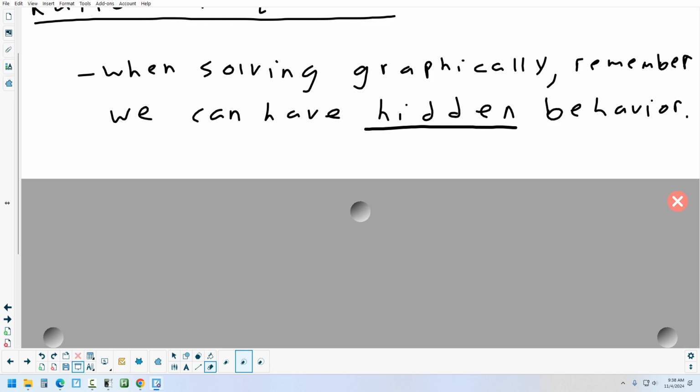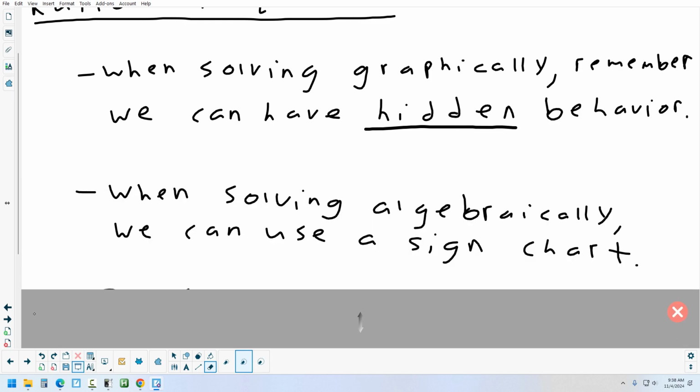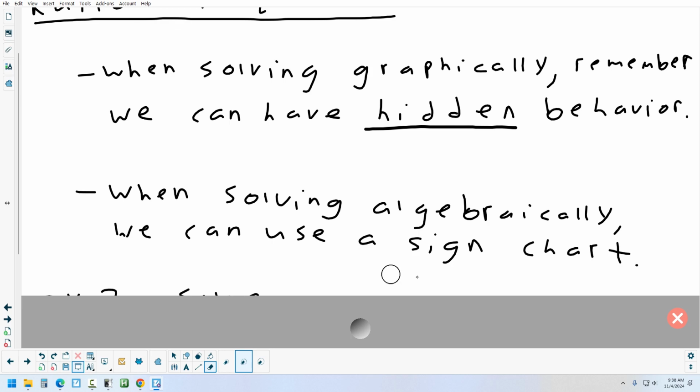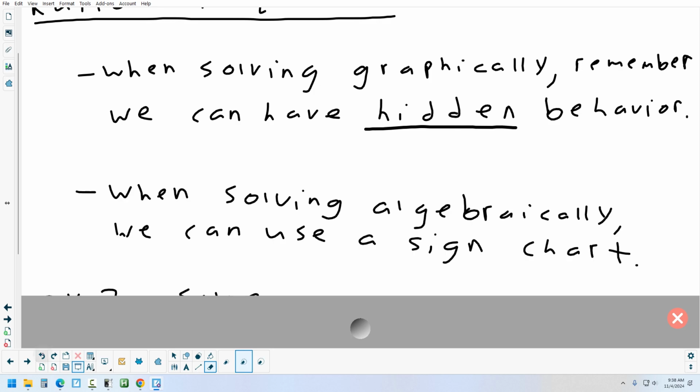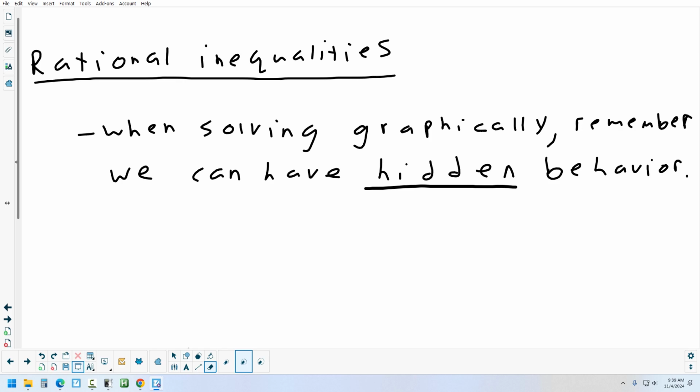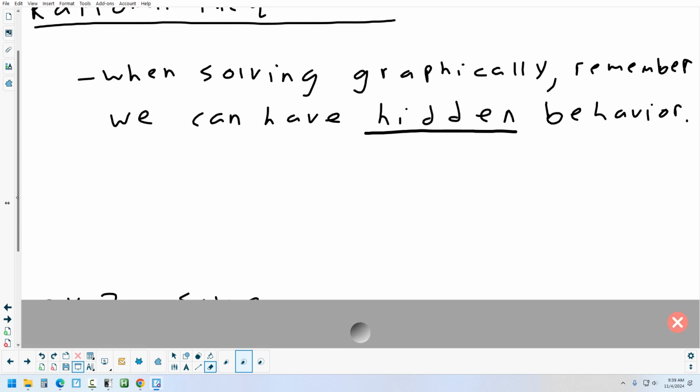We will not be solving inequalities algebraically. So we are only going to solve them graphically. So if you see directions in the homework that say use a sign chart, because that's what I had just erased, use a sign chart to solve algebraically, we're not doing that. We're doing it graphically. Okay.